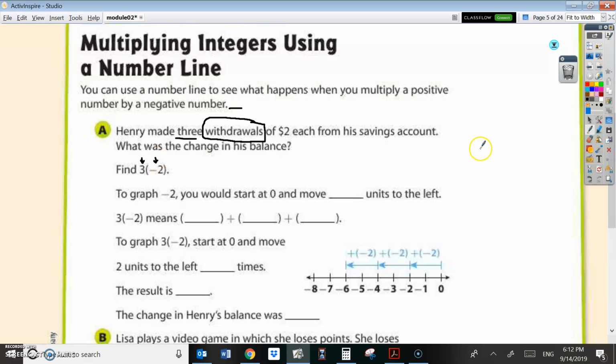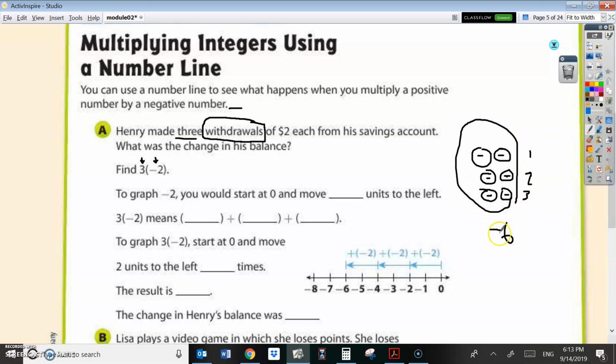So if you did counters, it would be like -2, -2, and there's 1 group. There's negative, negative. There's 2 groups, and then negative, negative. 3 groups. So altogether it equals -6.